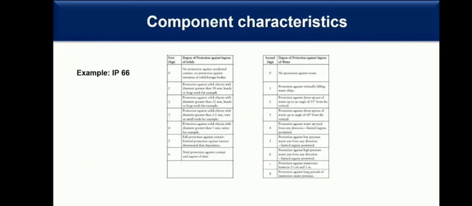Let's have a look. For example, here is a table of the different IP levels, in particular the first digit, and here we have the second digit table. Let me take an example: IP protection 66 means, when we go into the table, the first 6 means we need total protection against contact and ingress of dust, and the second 6 is protection against high pressure water jets from any direction. So this is a typical IP scenario. You have to consider this for the material selection and always check such tables.